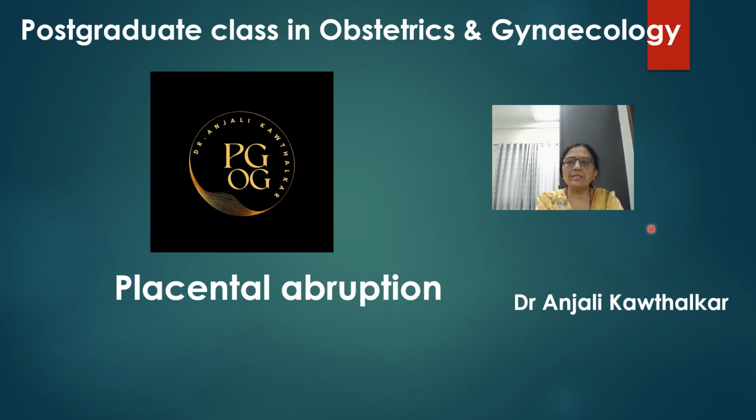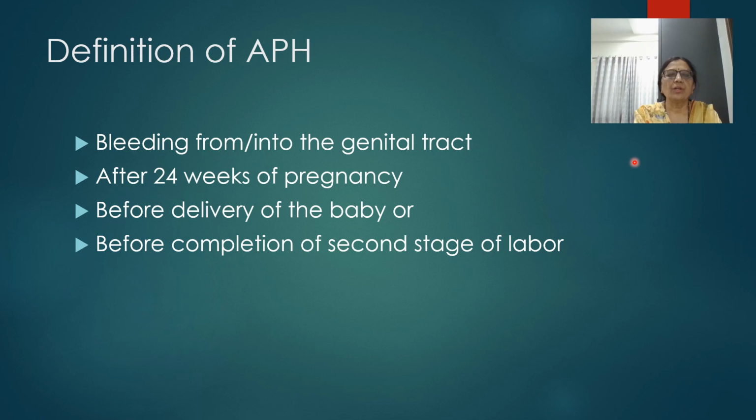Today's topic is placental abruption. Definition of antepartum hemorrhage is whenever there is a bleeding from or into the genital tract which is occurring after 24 weeks of pregnancy but before delivery of the baby or before completion of second stage of labor. This is a must-know definition for postgraduates as well as for undergraduates of obs and gynecology.